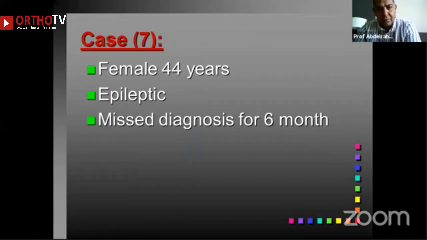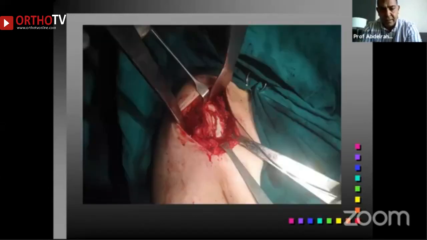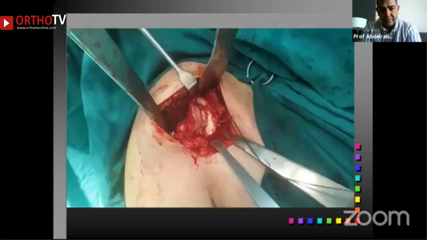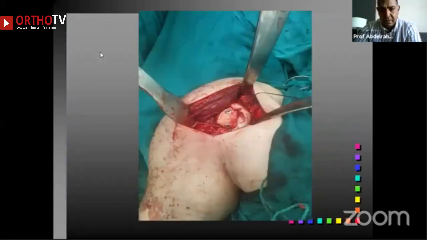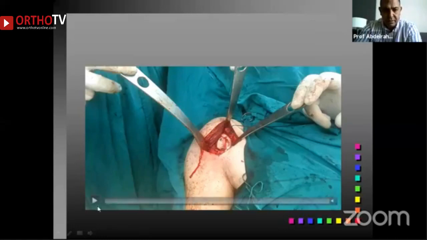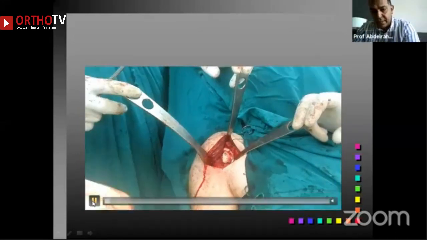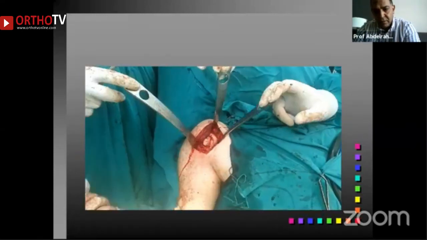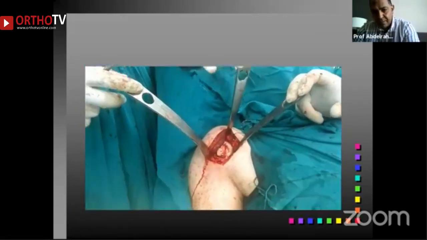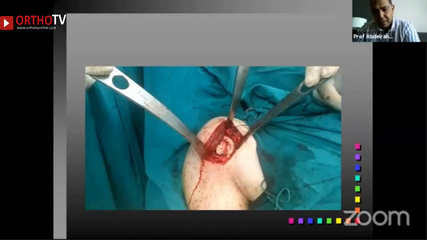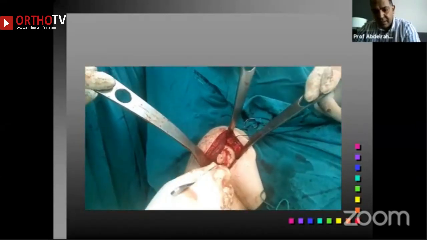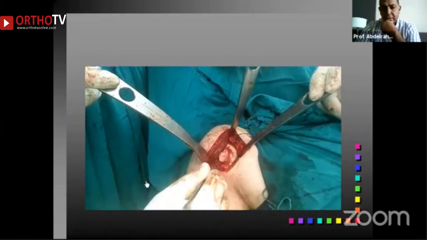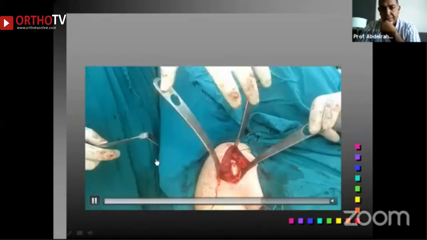The last case was female, 44 years, was epileptic, and misdiagnosed also for 6 months. And you can see the very big Hill-Sachs lesion. And also we did a graft fixed by 2 screws, and then we re-put the head inside, and you can see the range of motion is better, because you overcome the part which is defective inside the head of the humerus, and so the head will be stabilized again. And also we did refixing the subscapularis in anterior position.